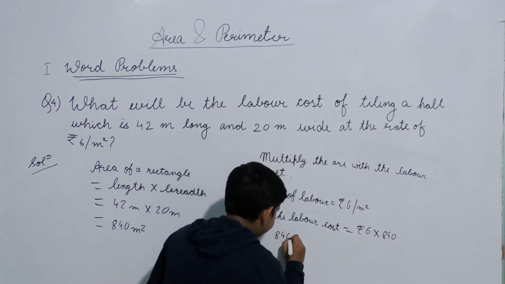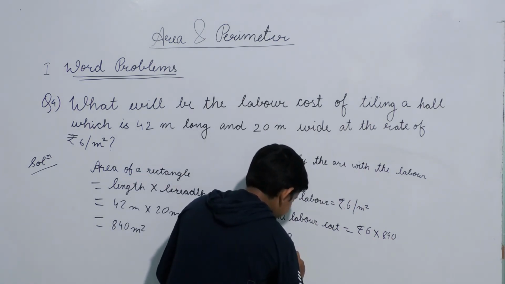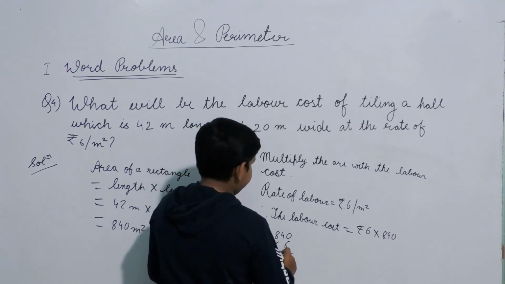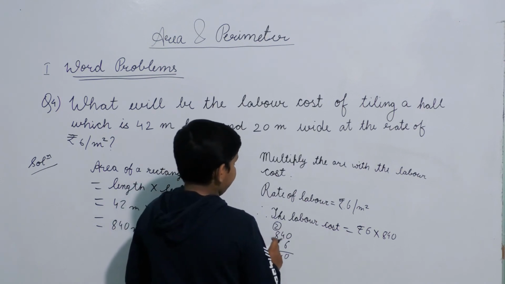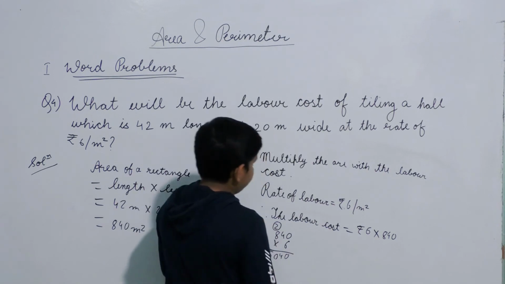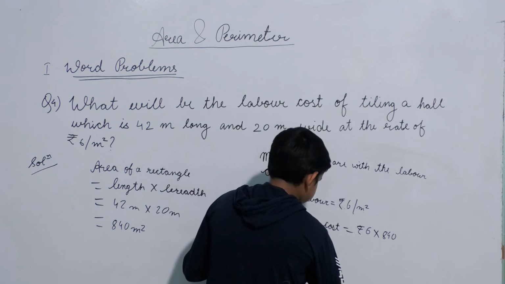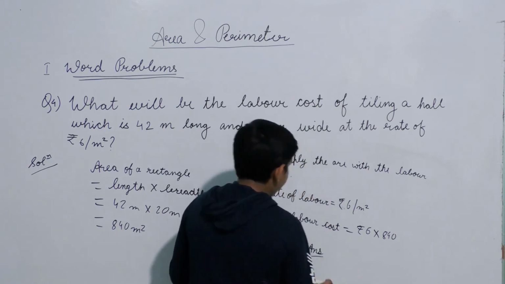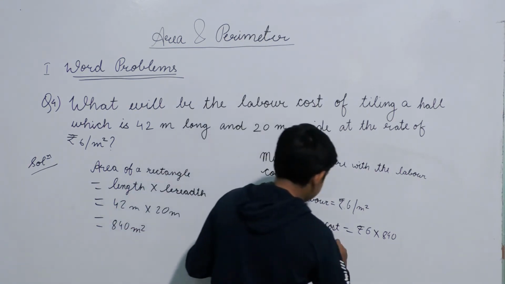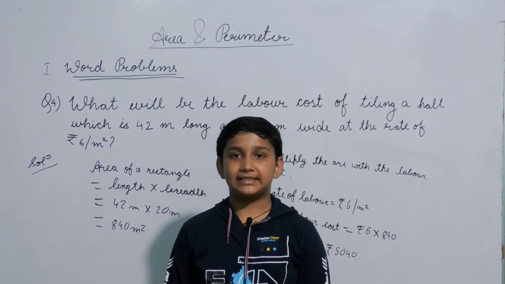840, we will write it first because it is bigger, multiplied by 6. 6 times 0 is 0. 6 4s are 24, write 4 and carry 2. 6 8s are 48, plus 2 we get 50. So the answer, or we can say the labor cost, is ₹5,040. This is the end of this exercise.